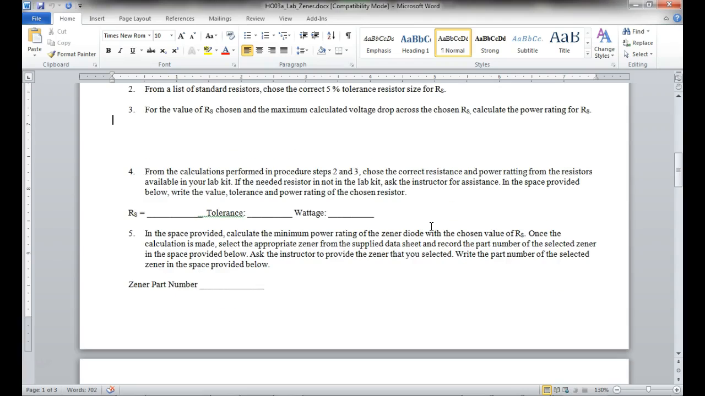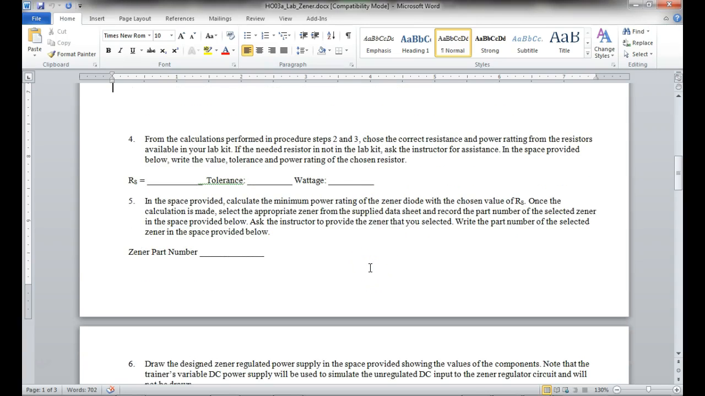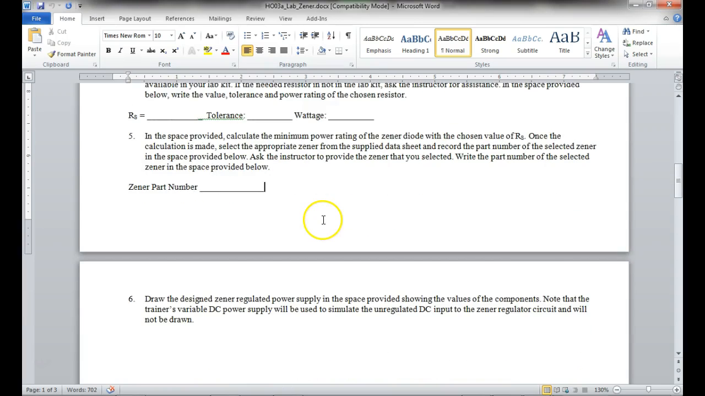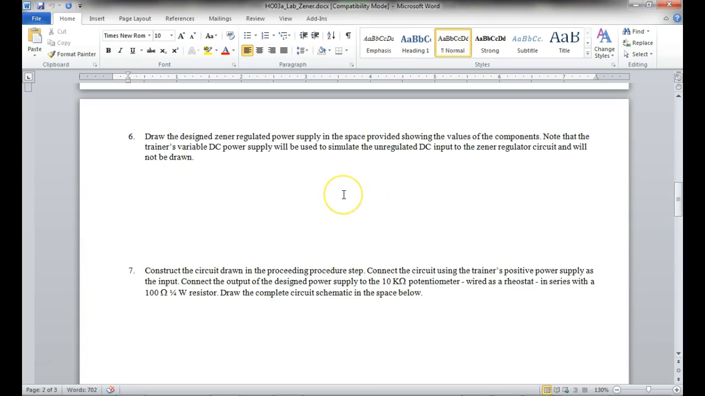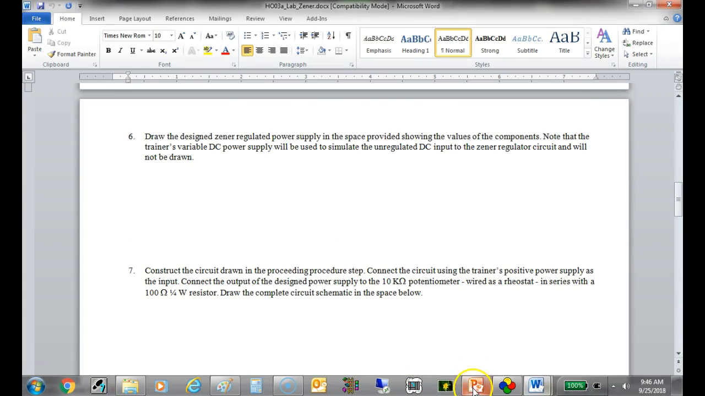Then we're going to come up here and put the size of the resistor we're going to use. We're going to put the tolerance and the wattage. Then it says we're going to calculate the minimum and maximum power rating of the Zener diode with the chosen RS. Once the calculation is made, select the proper Zener from your data sheet, and write the part number down. And then you're going to ask Rich for the part, right? Then you're going to draw the entire design circuit.